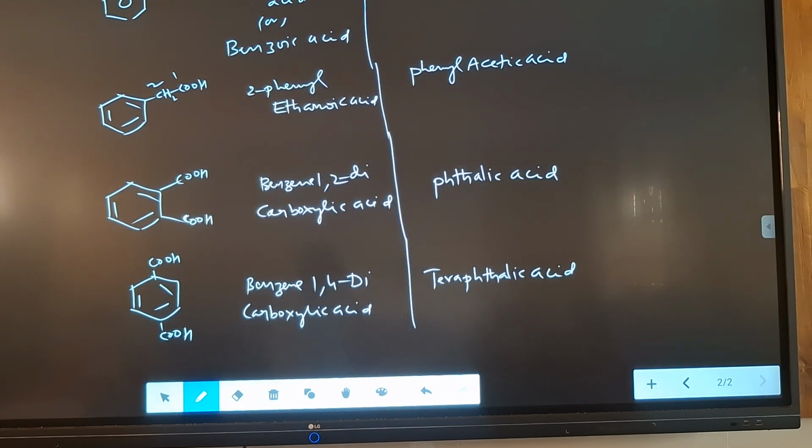So IUPAC names and naming of carboxylic acids completed.